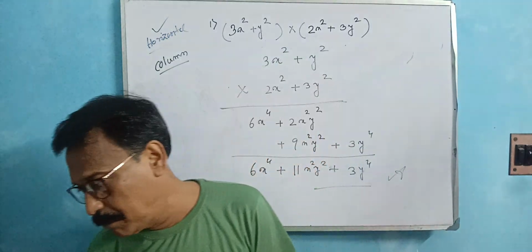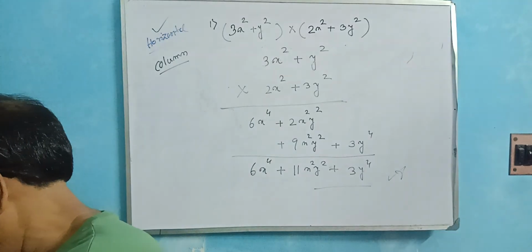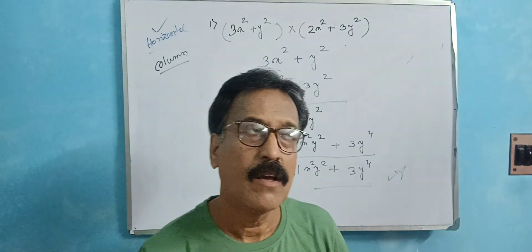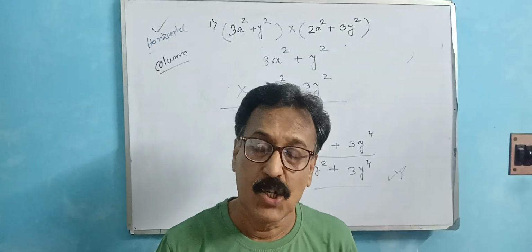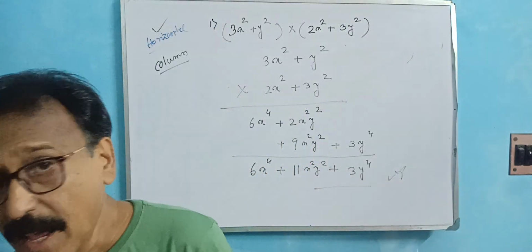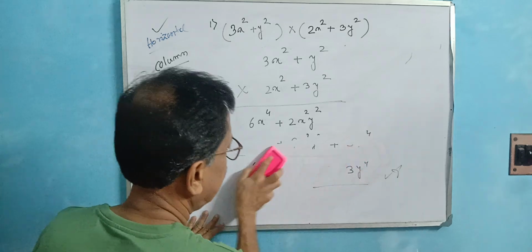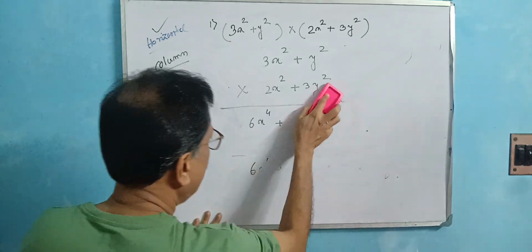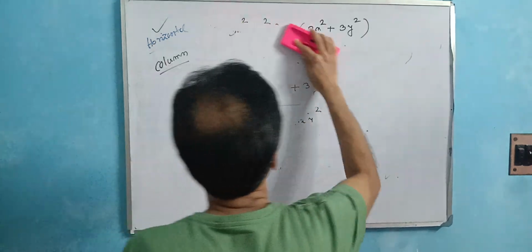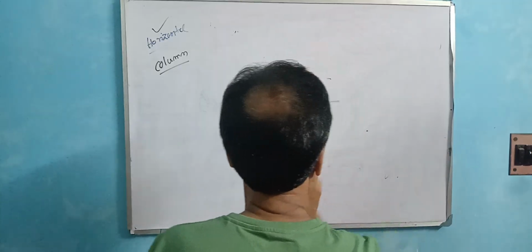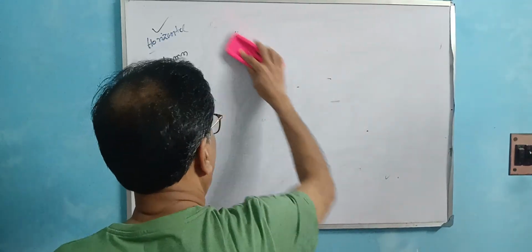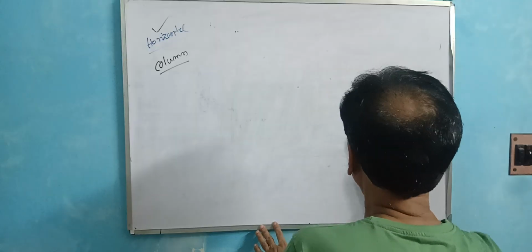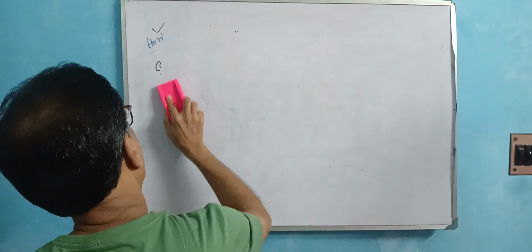So in multiplication there are also two processes, one is horizontal, one is column. In addition and subtraction, that is the same. Now the next one. Just try doing much harder ones than this. This is very easy, just follow the process and rule of multiplication. The sign is very important.